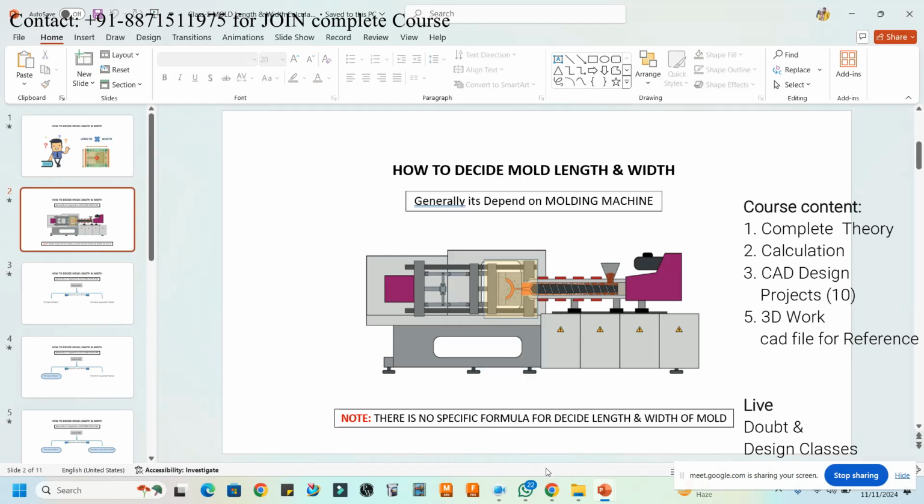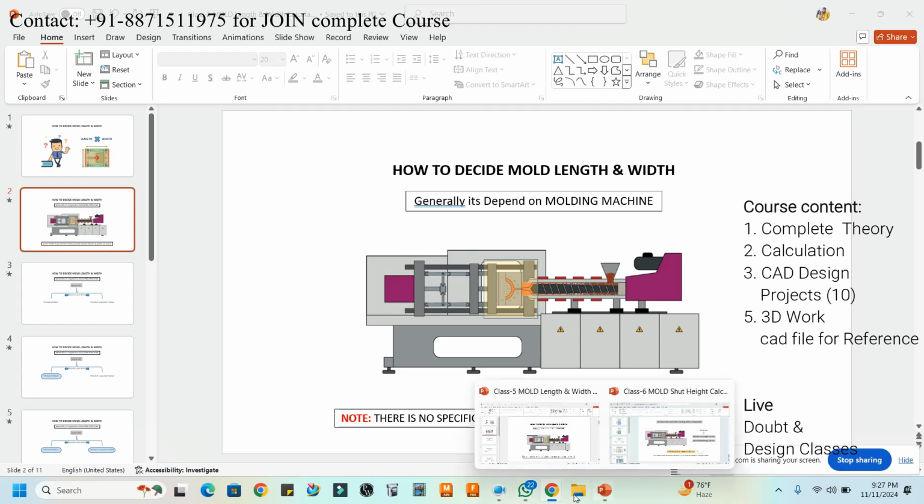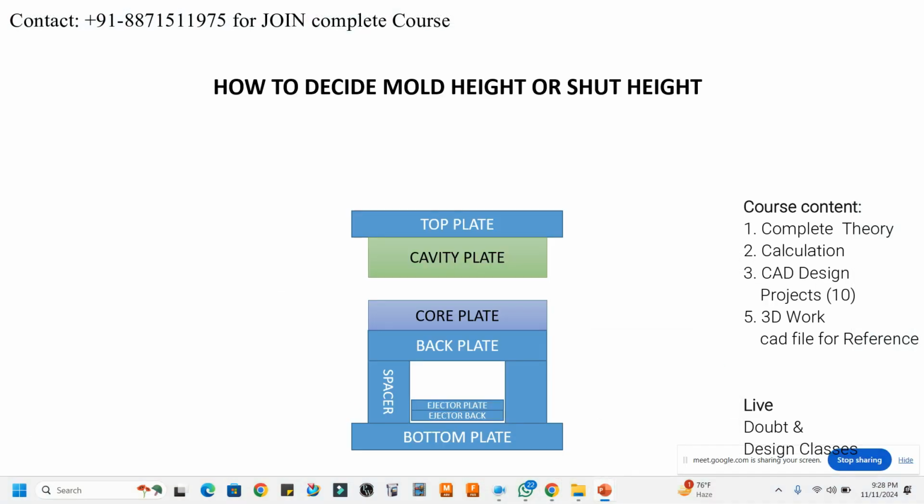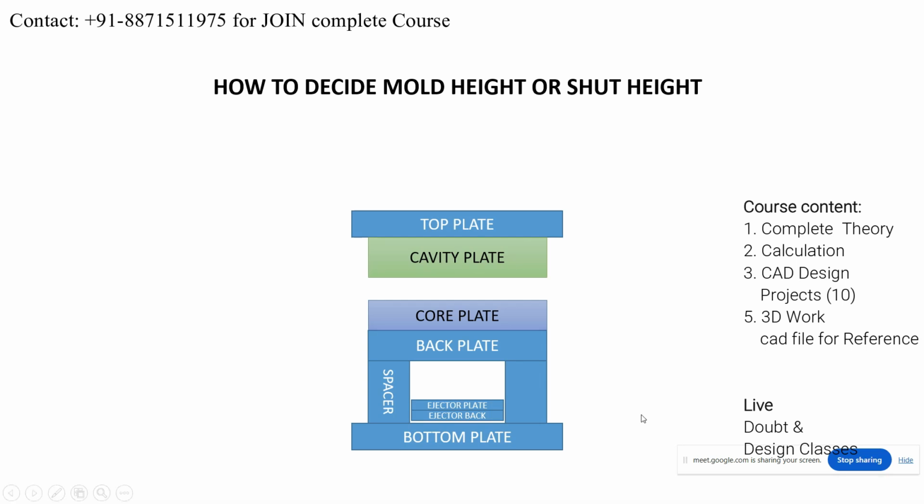Now, the second thing is how to decide the height. See, what is the meaning of height, as I told you? How to decide the mold height.